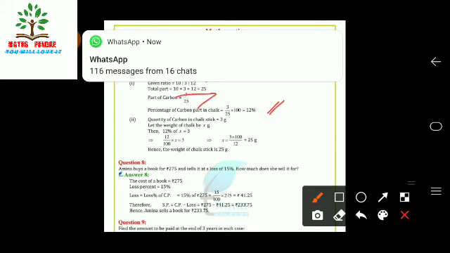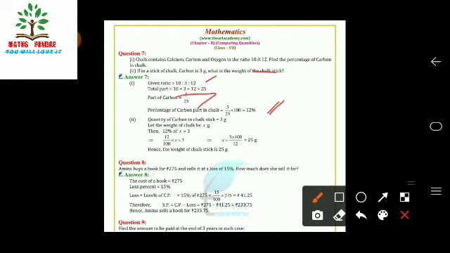Now the second part: if in a stick of chalk the carbon is 3 gram, what is the weight of the chalk stick? We have to find the weight of the chalk stick. So the quantity of carbon in the chalk is 3 gram. Let the weight of the chalk be X gram. So 12% of X is equal to 3. So 12 upon 100 into X is equal to 3, which gives X equals 25 grams. So the weight of the chalk is 25 grams, and in the 25 grams the weight of the carbon is 3 grams.